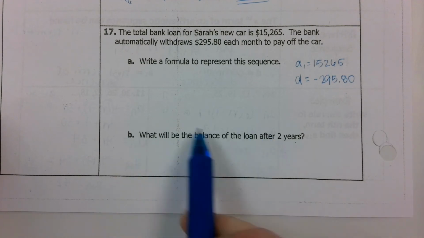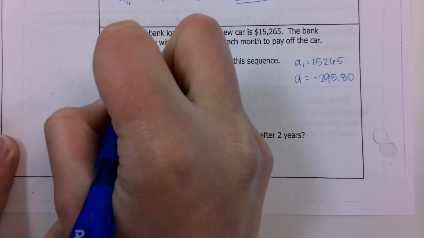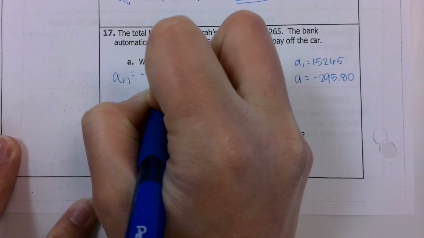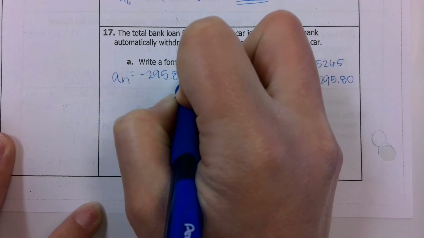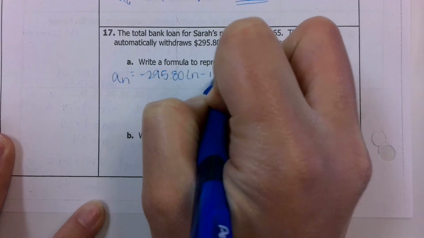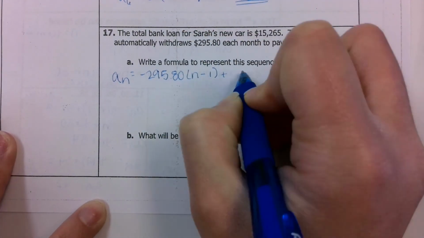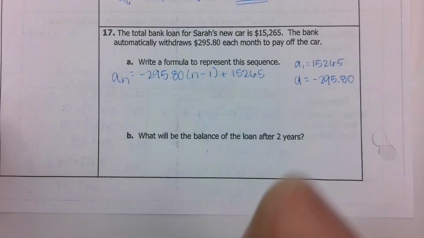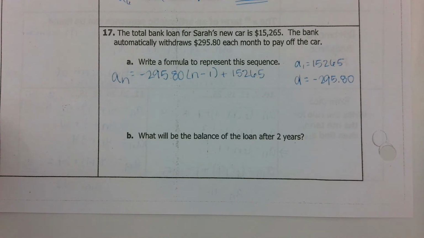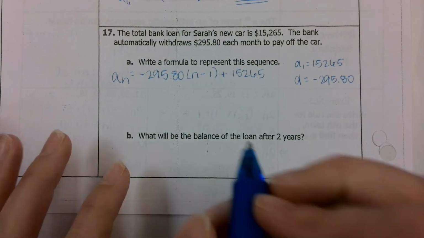Let's write a formula for this. We're gonna have a sub n equals what? Negative 295.80, and then in parentheses, n minus 1, and then add what we started with, 15,265. Is that all right? So we can simplify that a little bit. So distribute, then combine your like terms.